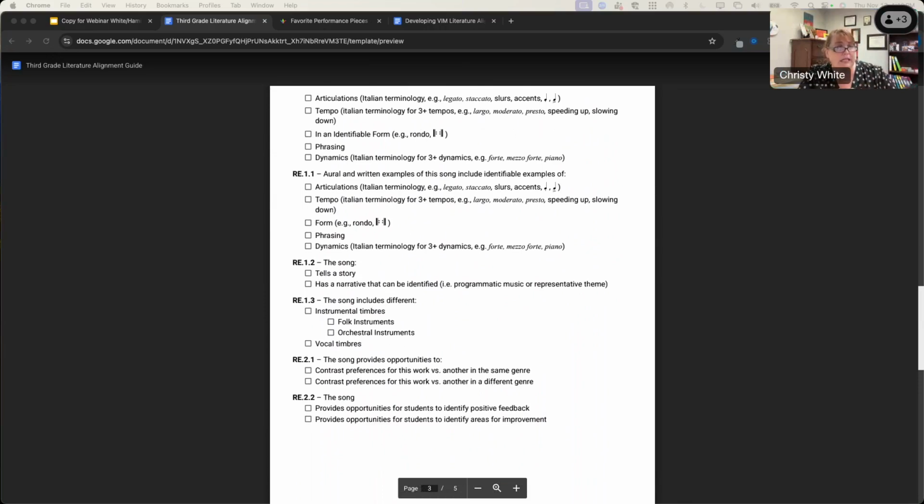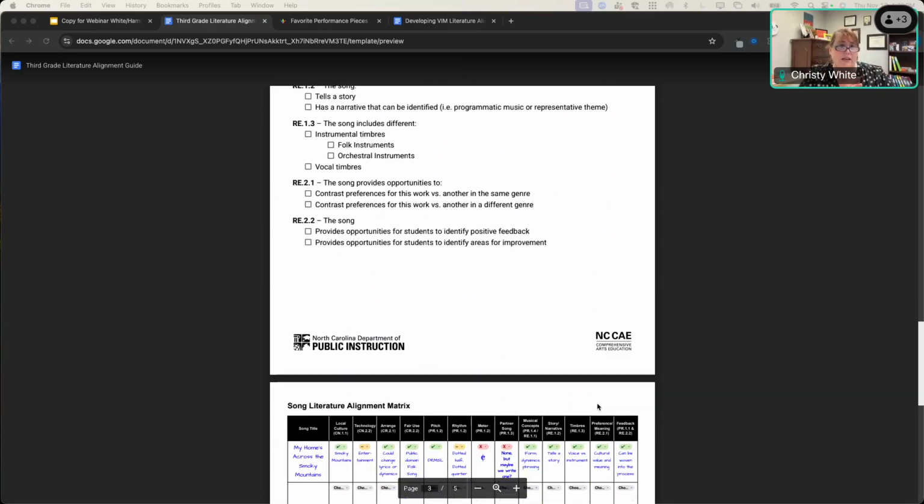RE 1.3 looks at the timbre of the music. RE 2.1 talks about opportunities to contrast with other works of music. And RE 2.2 talks about opportunities to provide feedback. So we're going to take a look at a song on the next slide.